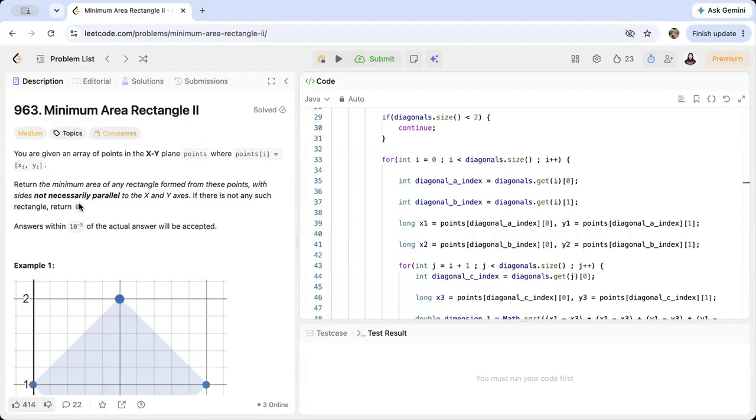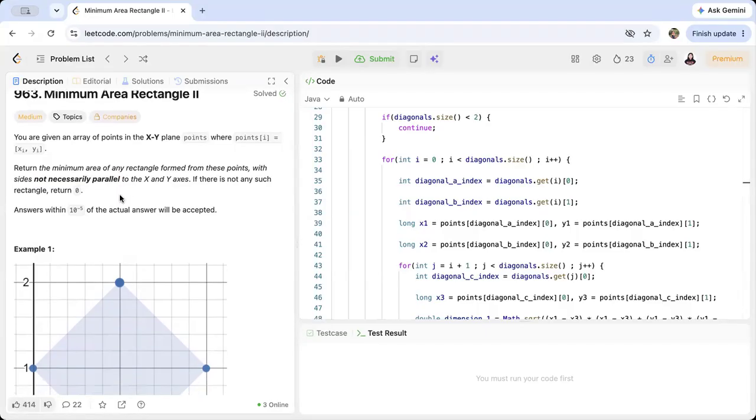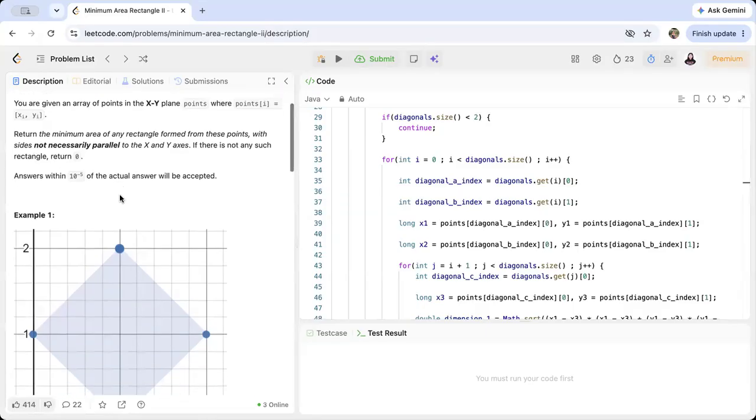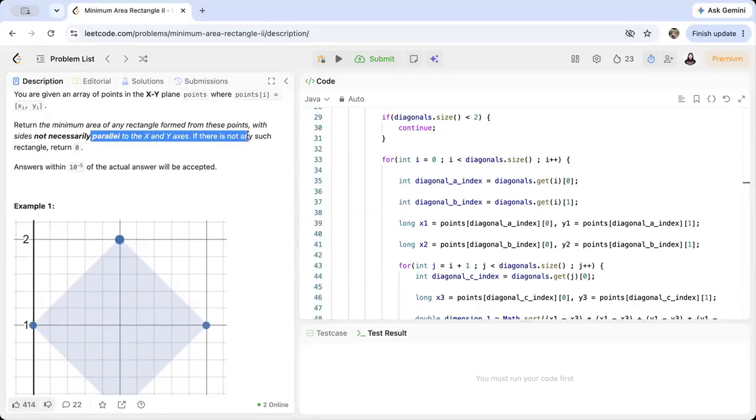But the trick in this question is that it says that the sides of the rectangle may not necessarily be parallel to the x and y axis. It means that we can tilt the rectangle at any angle. We can tilt the sides at any angle. So that is the trick of this question.